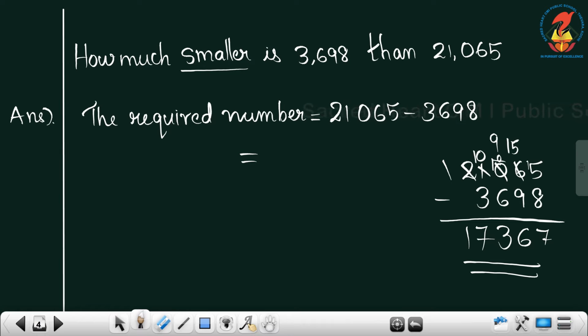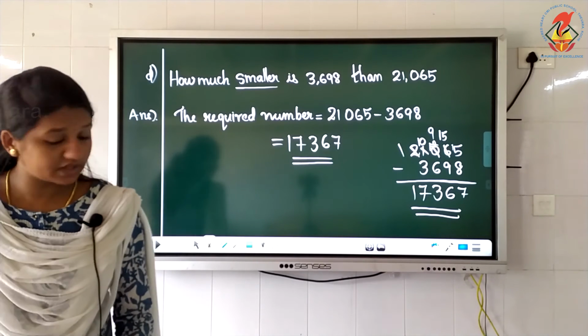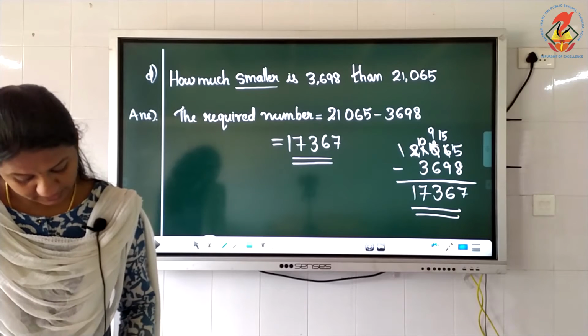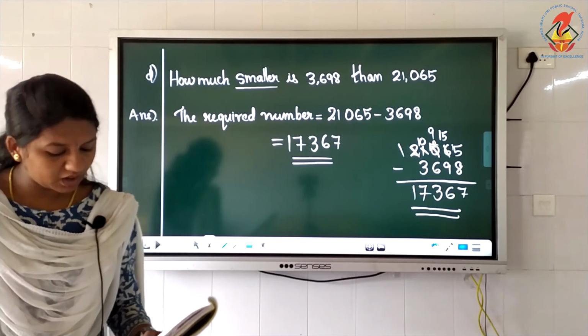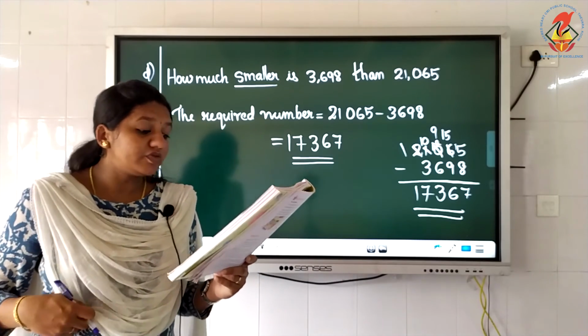So, answer is 17,367. Clear? This is the D one. 17,367. E is homework. By how much is 43,462 less than 15? Less than.